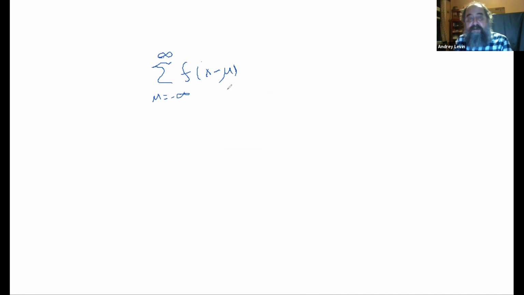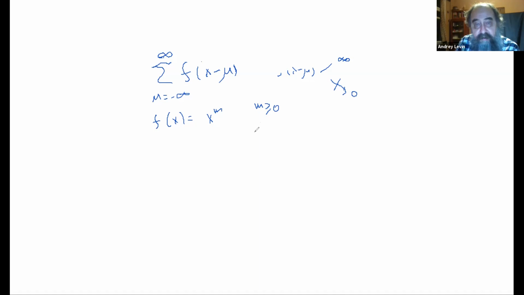Is this series convergent or not? Let me show you that if f of x is x to the power m, and m is positive, then this series is evidently very divergent. f of x minus mu tends to infinity and not to 0. So it's a sum of a series in which the terms grow.